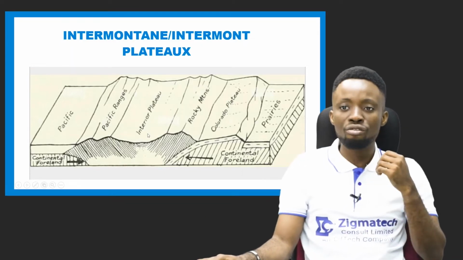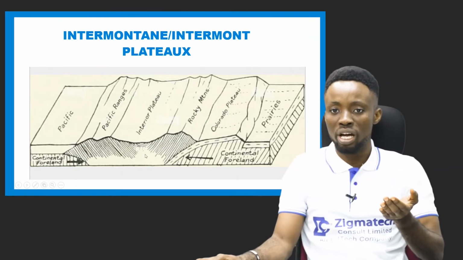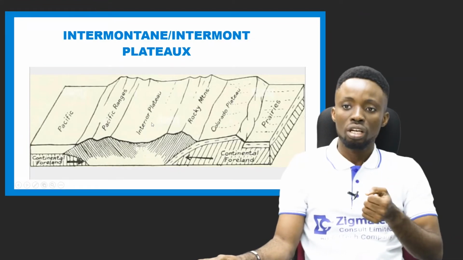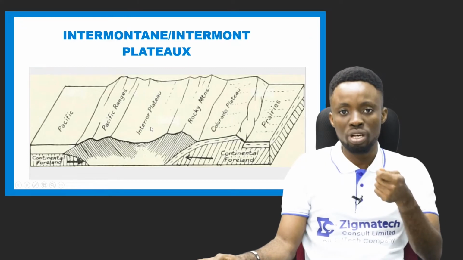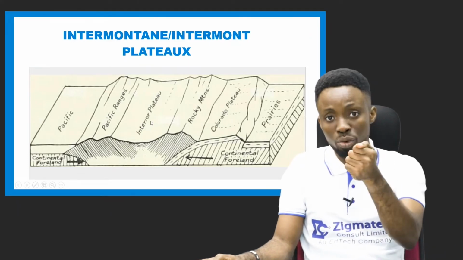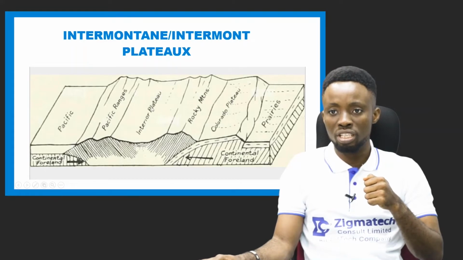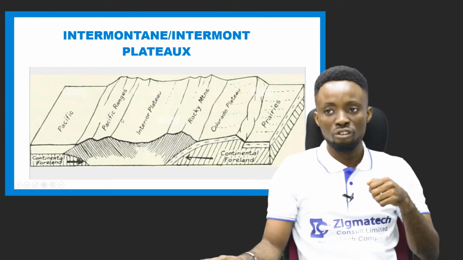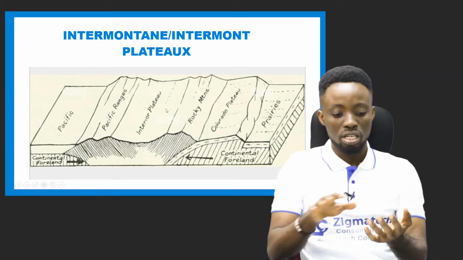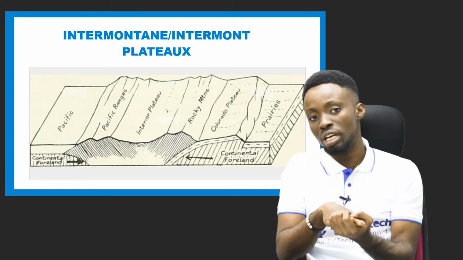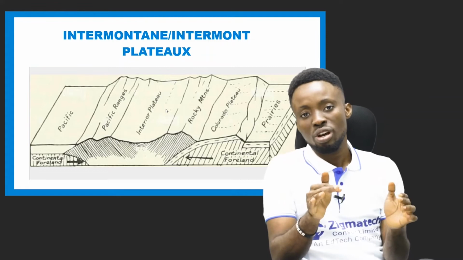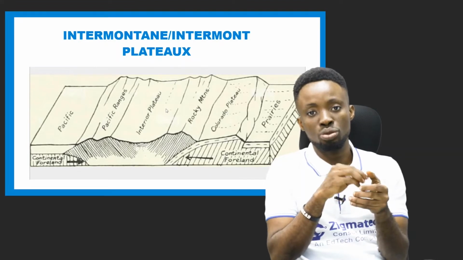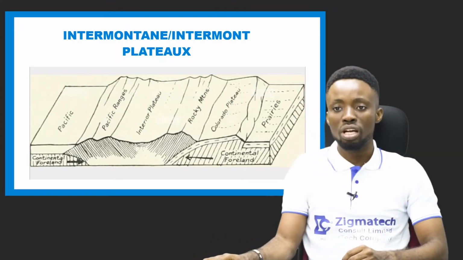Now, if we have an elevation caused by the movement below the Earth, that elevation is actually referred to as an intermont plateau. So we have this intermont plateau formed here between the Rocky Mountain and the Pacific ranges. So just take note that whenever a plateau is in between two fold mountains, that plateau is actually called an intermont plateau or an intermontane plateau.